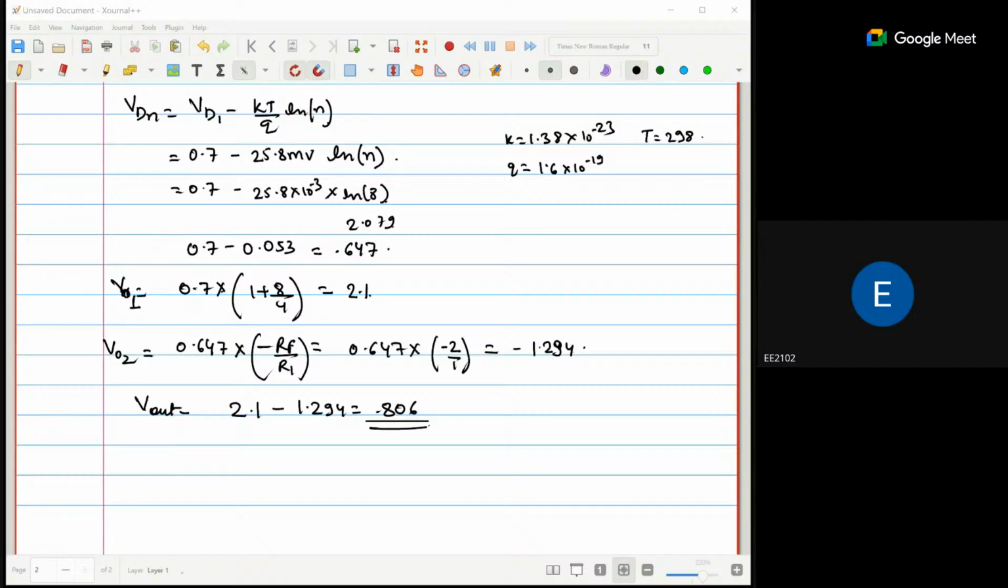Any other doubts? Week 1, 2, 3, 4. Any doubts related to the graded assignment, practice assignment? Can you ask? No doubt? Okay. So now we go with that topic, AC coupling.